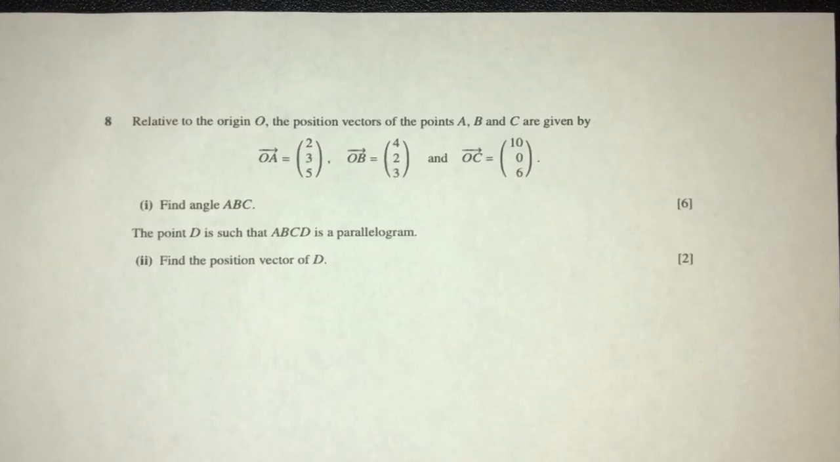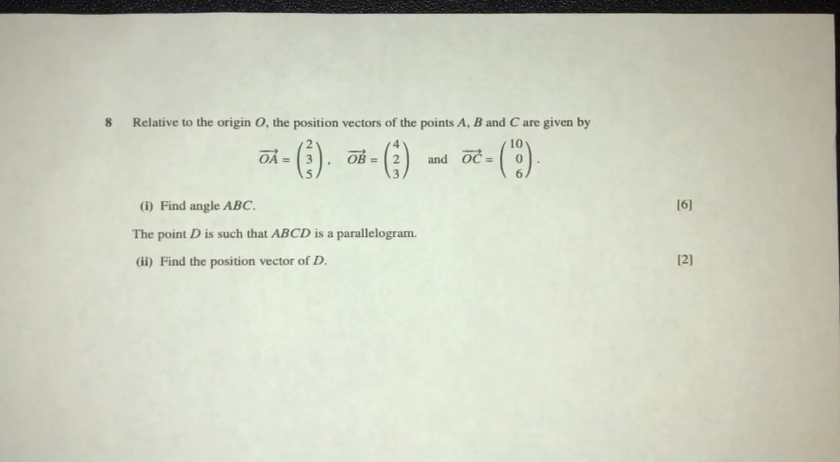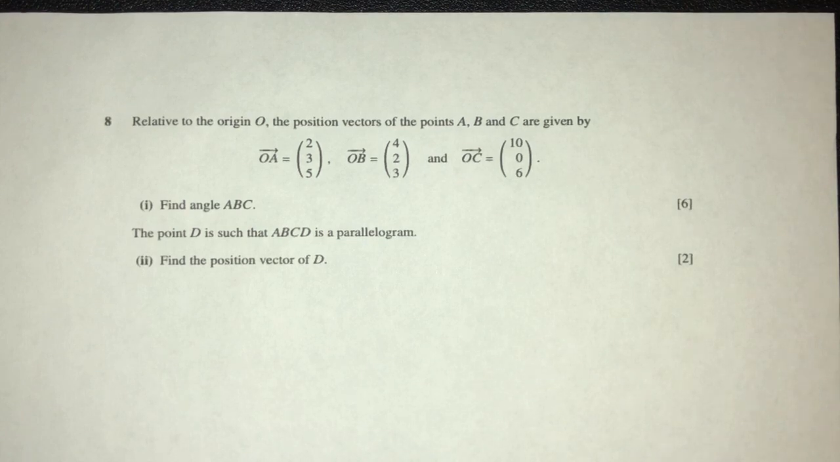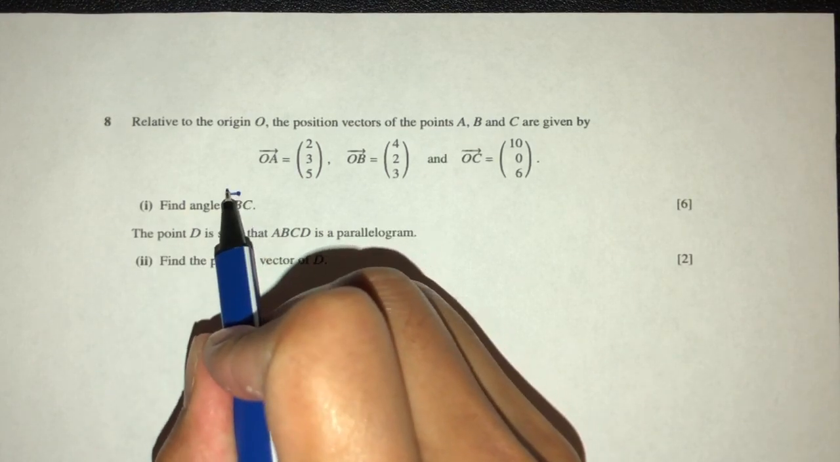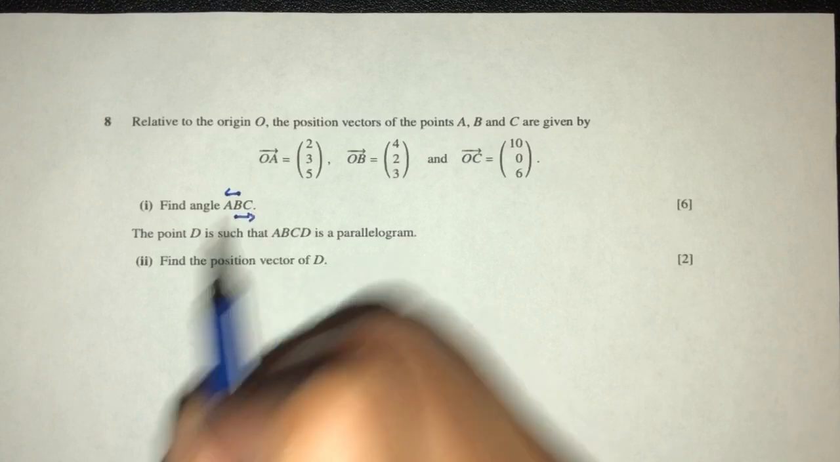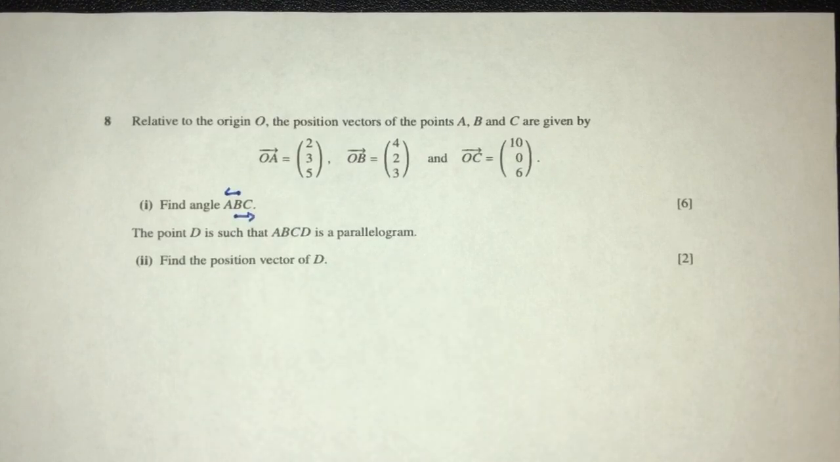Okay, so let's move on to the next question. Relative to a point O, the position vectors of A, B, and C are given to you as follows. Right, now part 1, we have to find the angle ABC. Pretty easy. From B, going to A, and B going to C. So we can find the directions BA and BC.